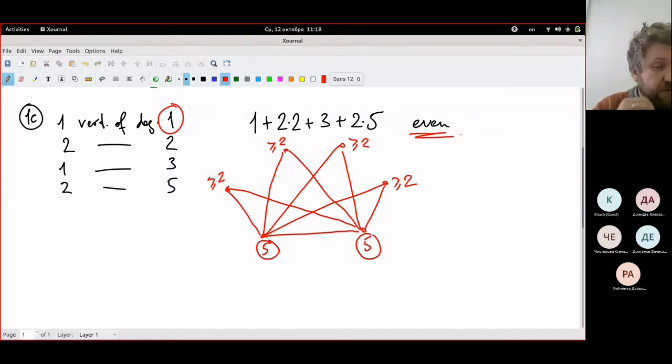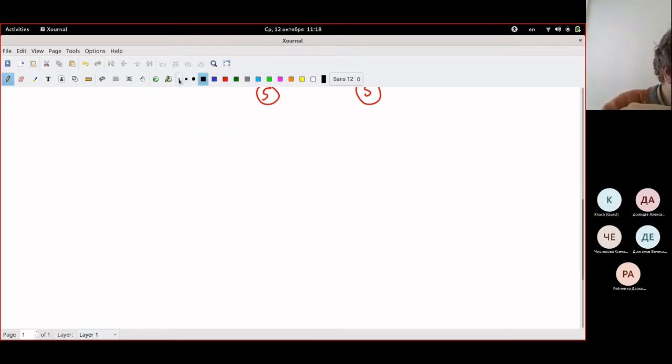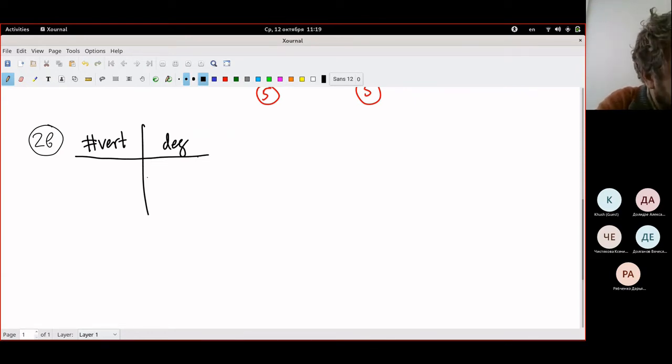Okay, so now let's go for point number 2. We did 2a, and we want to show 2b now, right? We have the following. I will write a table: the number of vertices with the corresponding degree. There are 2 vertices of degree 1, 10 vertices of degree 4, and 7 vertices of degree 6. And this is a multigraph. Will it always have an Euler path?